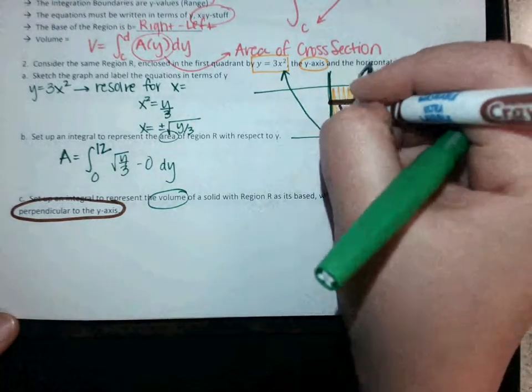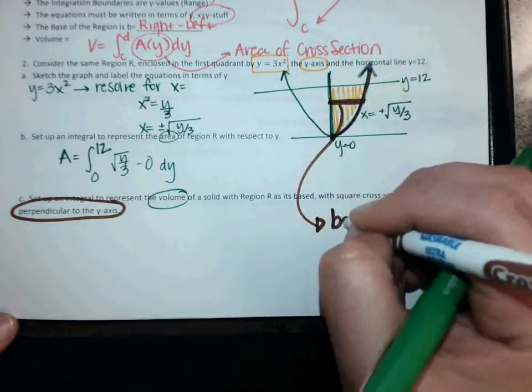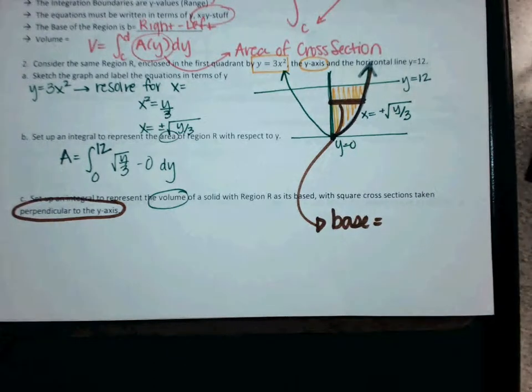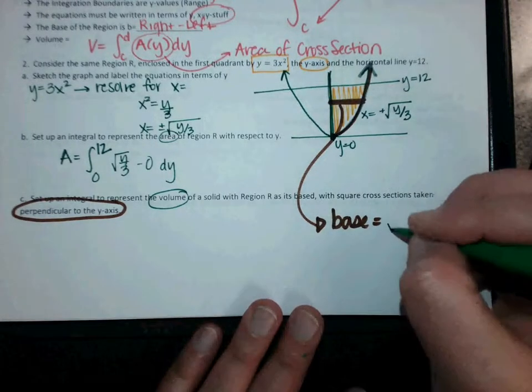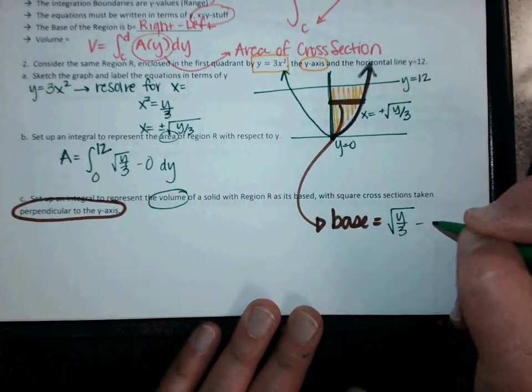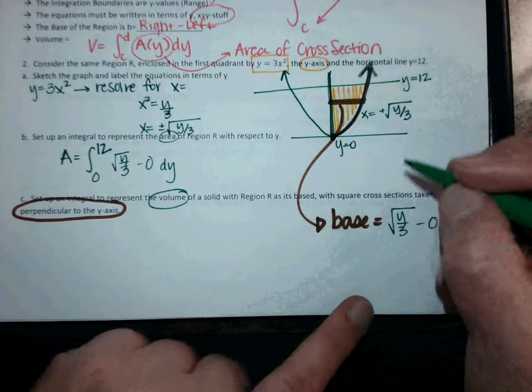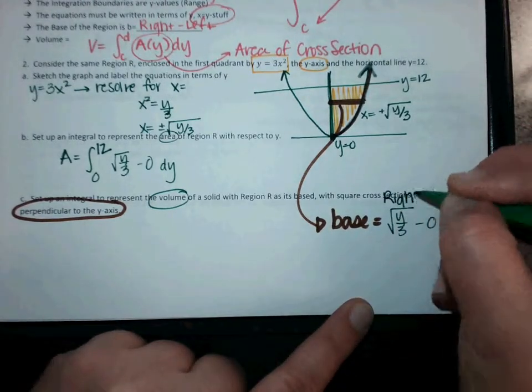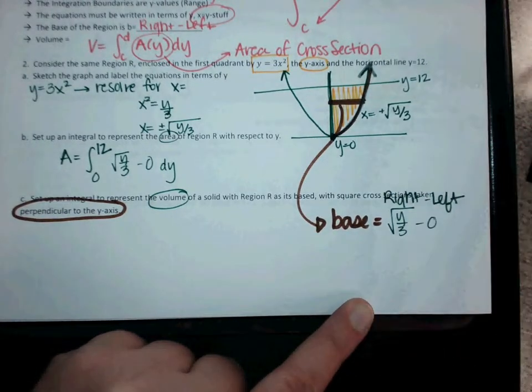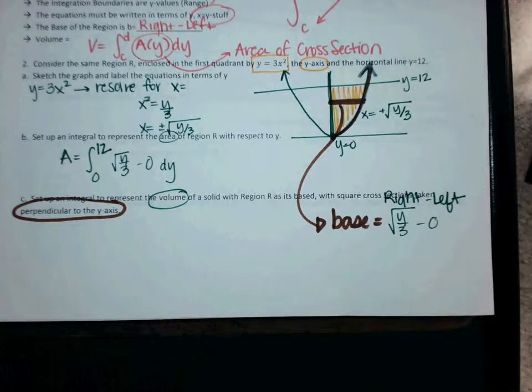So I'm going to do a little arrow down here and put base equals. Notice that instead of your base being top minus bottom, now it runs sideways. So I'll do right minus left. So it'll be y over 3 minus 0. But remember that now it's right minus left. Will the base always equal the area from part B? It'll always equal what's inside the area from part B, yes ma'am.